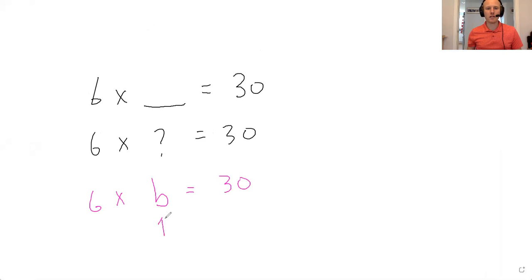And then that b, we have to figure out what that is to make this number sentence true. So the only number that can fit in there to make 6 times some number 30 is 5. So b equals 5. And that means anywhere there's a b, we're going to replace it with a 5. We could replace it with a 5 to say that 6 times 5 is 30. So that's one thing I wanted to review here before we get going.